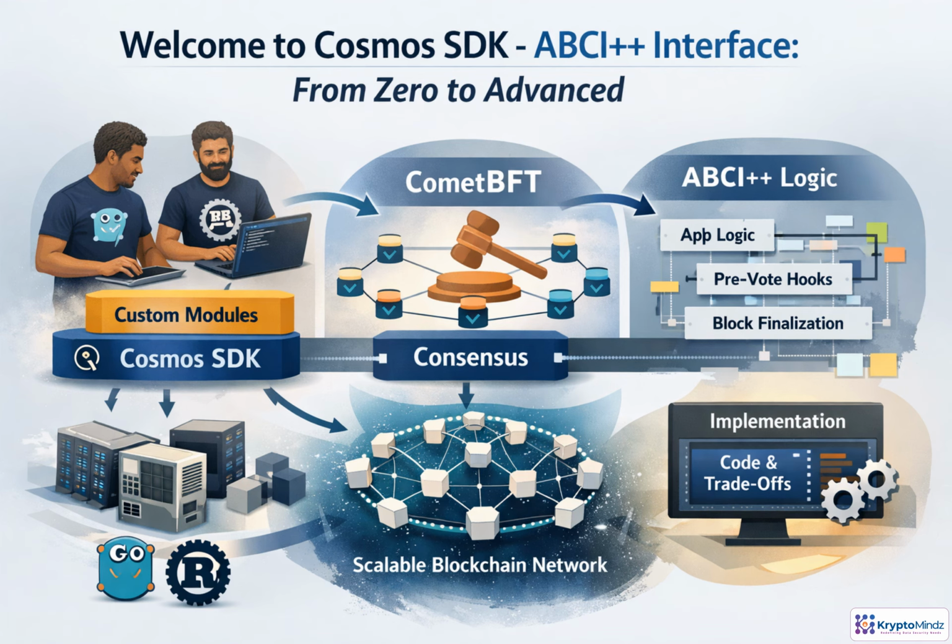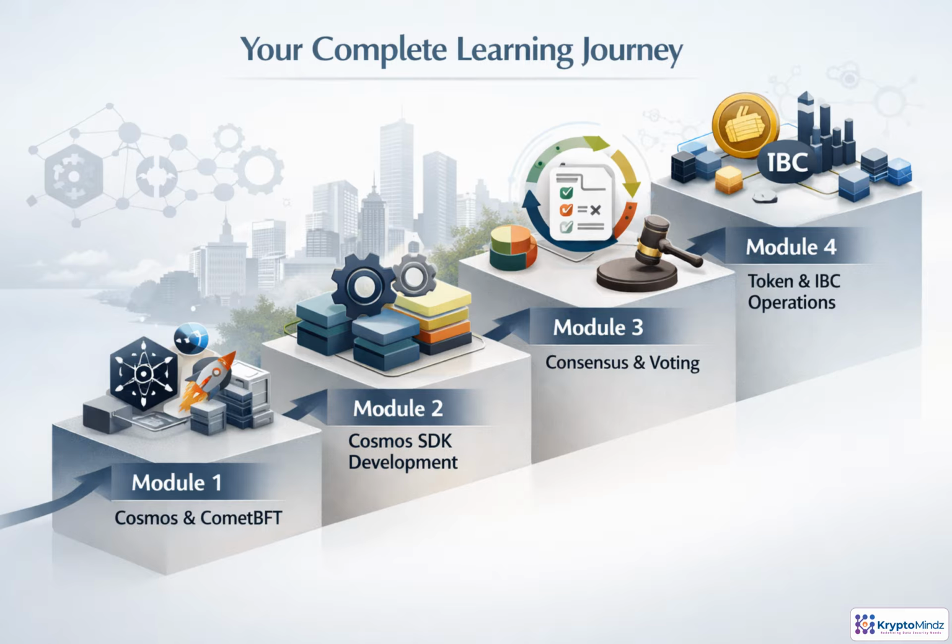Welcome to a hands-on journey into production-grade Cosmos blockchains. We'll connect Cosmos SDK, CometBFT, and ABCI++, so you can reason about custom modules, consensus hooks, trade-offs, and operations like someone building real networks. The path is step-by-step. Cosmos and CometBFT foundations first, then SDK application development, then the ABCI++ consensus lifecycle, and finally token, IBC, and operational concerns. Each stage builds the confidence needed for the next.